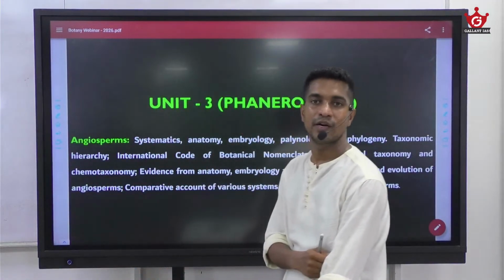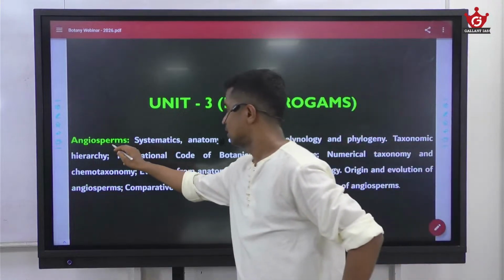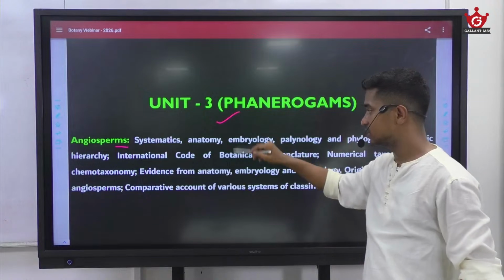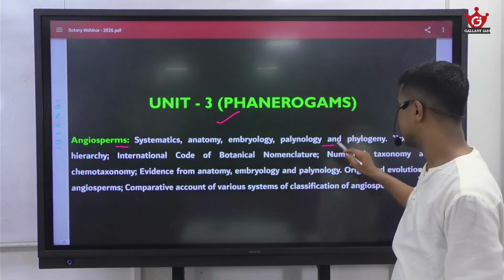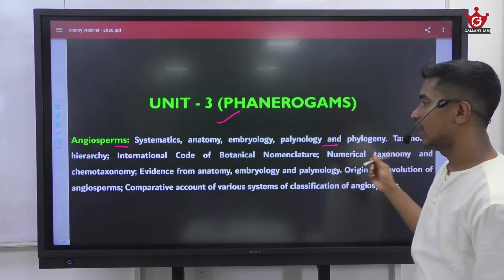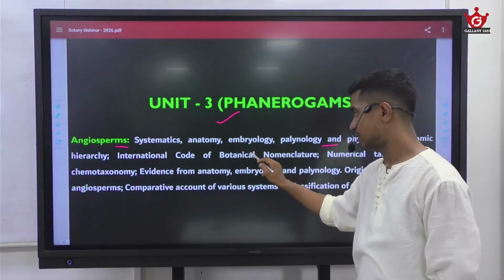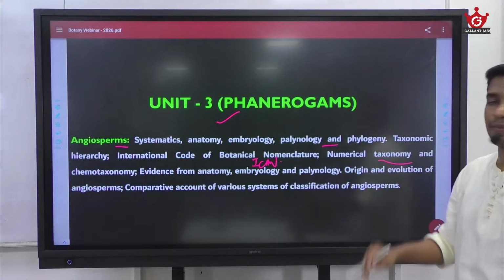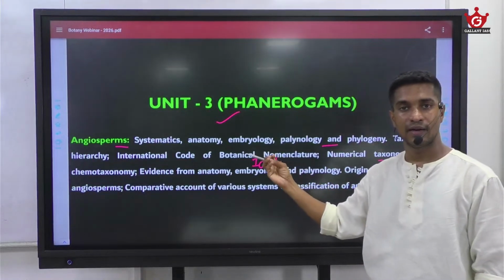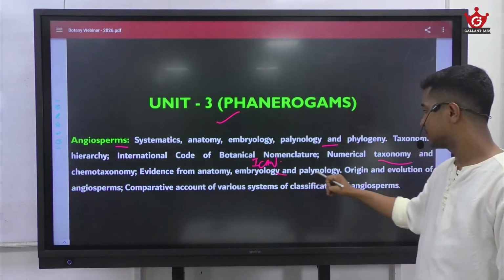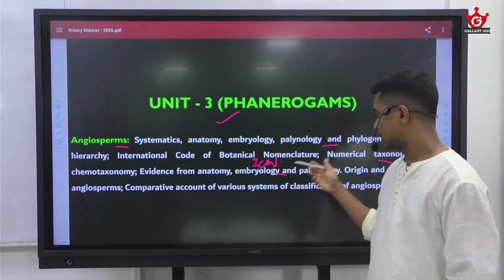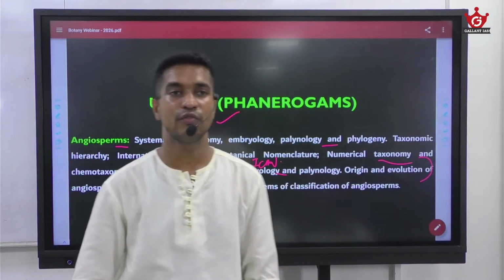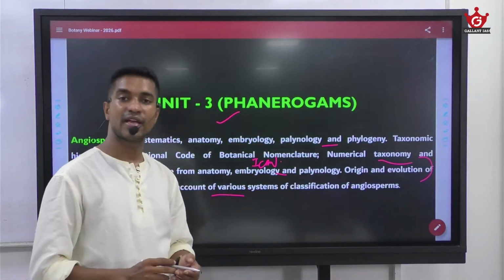And the second part of phanerogams is angiosperms. Under angiosperms, you need to study systematics, anatomy, embryology, palynology, and phylogeny, and the ICBN, numerical taxonomy and chemotaxonomy, and evidences from anatomy, embryology, and palynology. And origin and evolution of angiosperms, comparative account of various systems of classification of angiosperms.